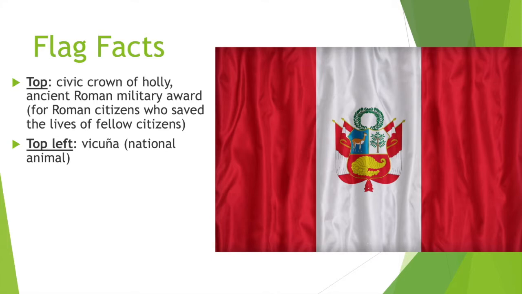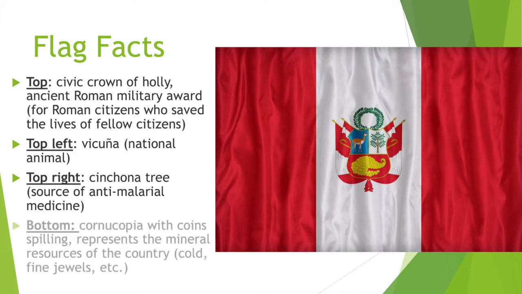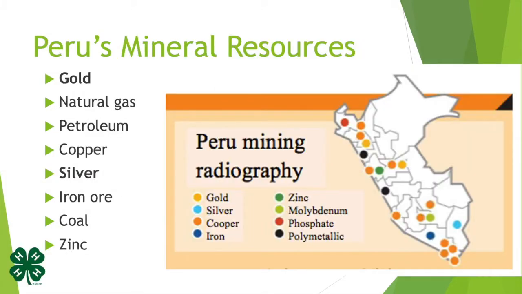To its right is a tree. This is a cinchona tree, and it is very important for malaria medicine. And finally, at the bottom is a cornucopia with gold coins spilling out, which represents the mineral resources of Peru, including, of course, gold. Peru is rich in mineral resources, including gold and silver.